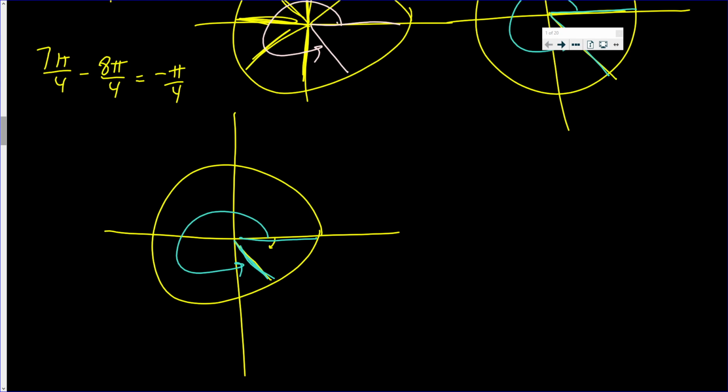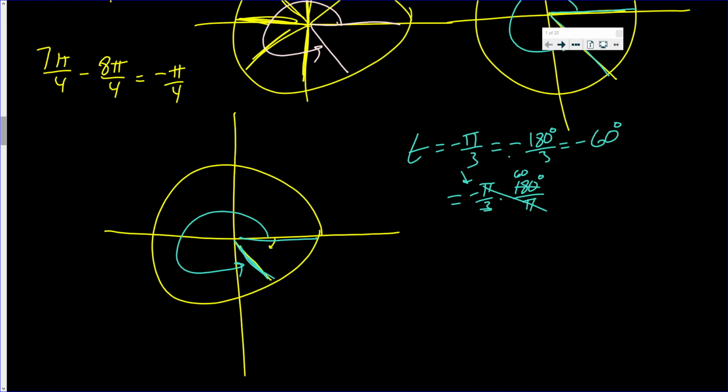That's another way of doing it. How about t is equal to negative pi over 3? Well, you can just replace pi with 180, and you get negative 60 degrees, or you can multiply by 180 over pi. The pi's cancel out. 3 goes into 180 60 times. You get negative 60 degrees. So I got the same answer.